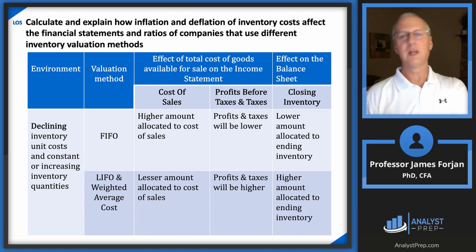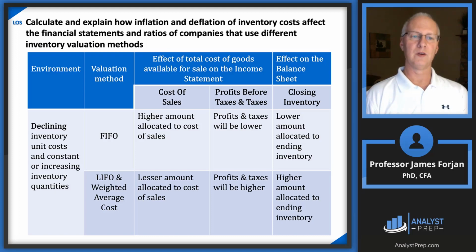And of course, these things should make perfect sense. The more you go over this, the more sense that the difference in the valuation methods will make to you. So if we have declining inventory unit costs and constant or increasing inventory quantities, then under FIFO, we're going to have a higher amount allocated to the cost of sales. That makes sense, which means that profits will be lower, but also tax liability will be lower. And then just the opposite will happen with LIFO.